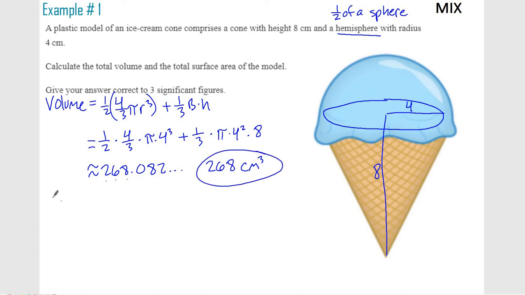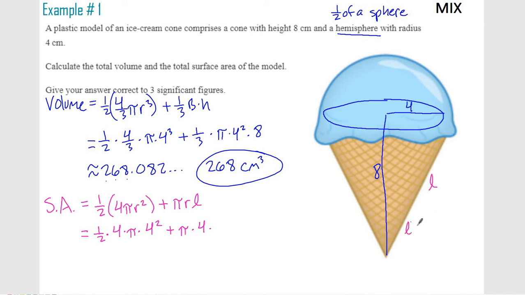Okay, so now we do our surface area. So our surface area, we need our hemisphere, so that's just half of a sphere. The surface area of a sphere is 4 pi r squared, plus our cone, which is pi r l. Plug in what you know. So 1/2, well, I don't know why I put those parentheses there. I'm going to put multiplication signs. 4 times pi times the radius, 4 squared, plus pi times our radius times our slant height. So we have to get our slant height here. So remember, we use our Pythagorean theorem, 8 squared plus 4 squared.